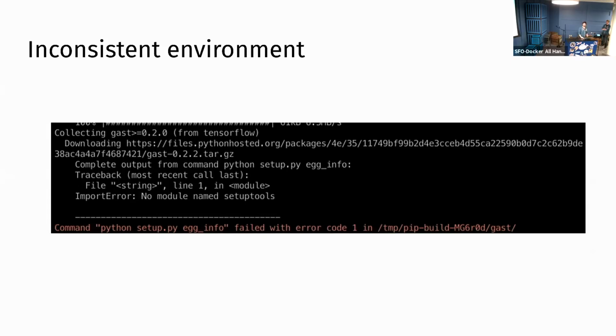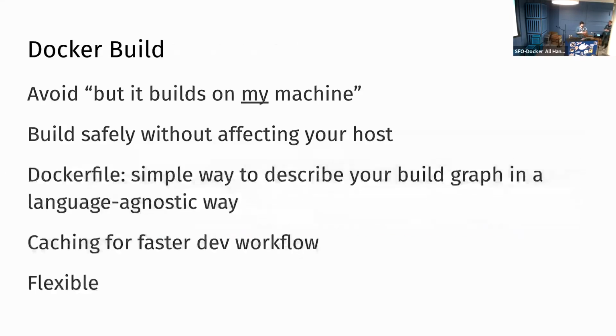The core of the problem here is an inconsistent environment. You don't have the same environment depending on who's running it. So that's why you have these problems. So in order to avoid these "it builds on my machine" problems, Docker build basically allows you to build your application in a reliable way and safely without affecting your host. Like nothing changes on your host.